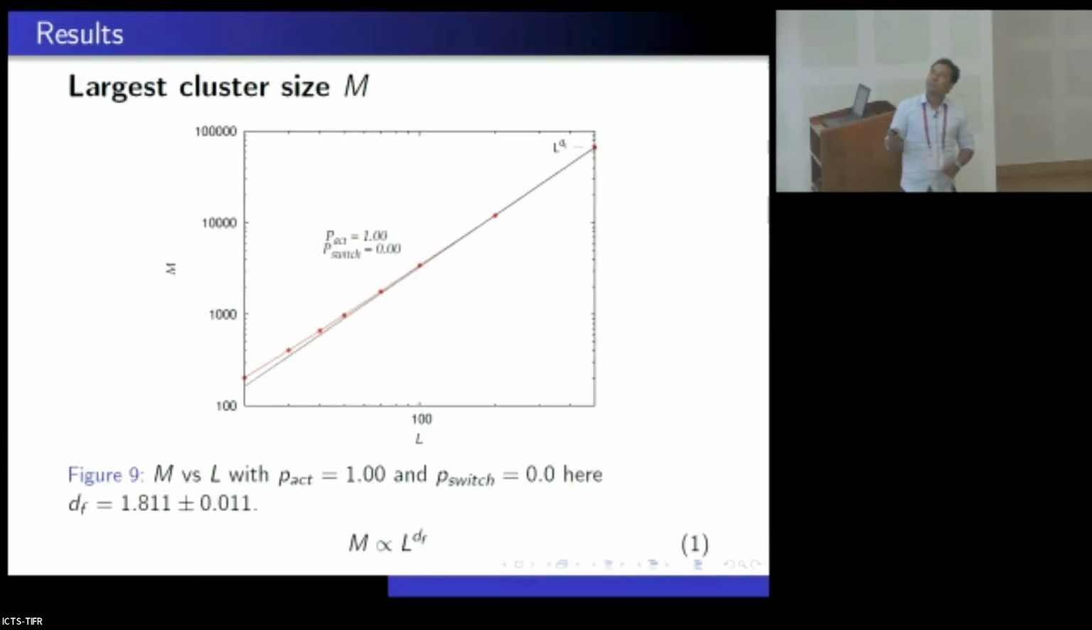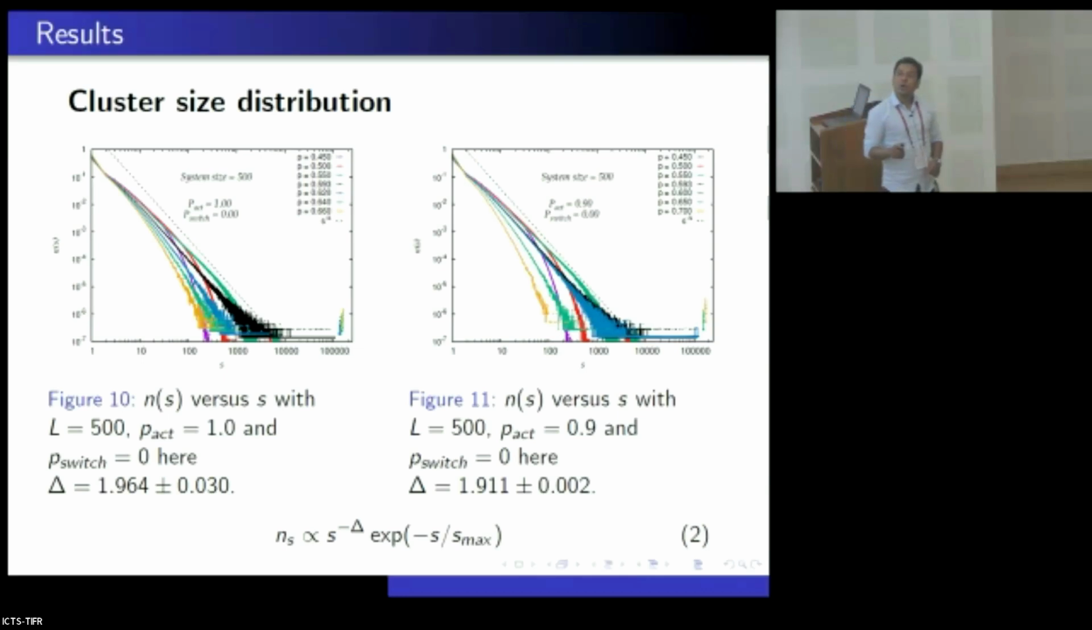We study the largest cluster size of inactive cells and plot it with the L value, and find the fractal dimension to be around 1.84 or 1.811. And these are the cluster distributions of the inactive cells. In both cases, we set P-switch to be 0, this is the first one, and this is the 0.9 case. In this case, the cluster system size is 500, and this follows the relation in equation 2, and near criticality S max blows up. So this goes as S to the minus delta, and delta is the Fisher exponent.